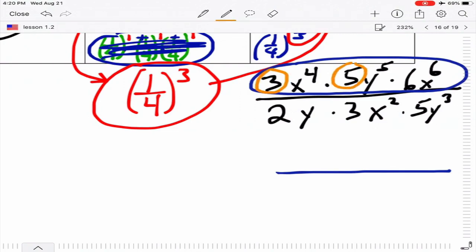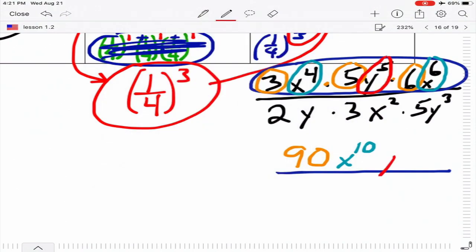3, 5, and 6 are all big numbers, so you're not doing any shortcut. It says 3 times 5 times 6, so 90 is on top. Then you have x to the 4th and x to the 6th. X to the 4th times x to the 6th, because they're exponents and their bases are both the same, add, and that'll be x to the 10th. And then of course this y to the 5th has no buddies on top, so I'm just going to bring him down and it'll be y to the 5th. And you're done with your numerator.